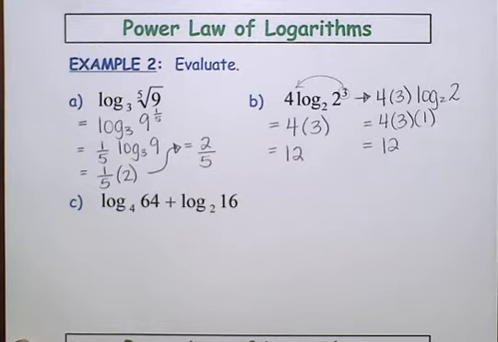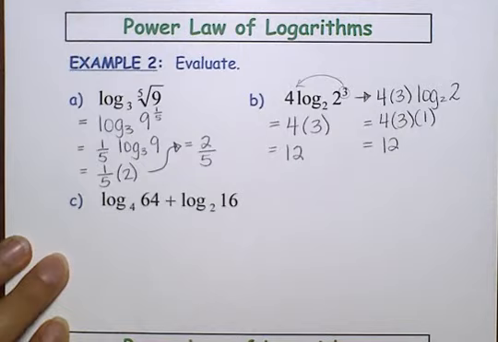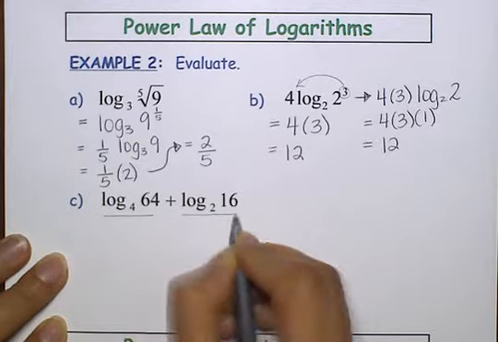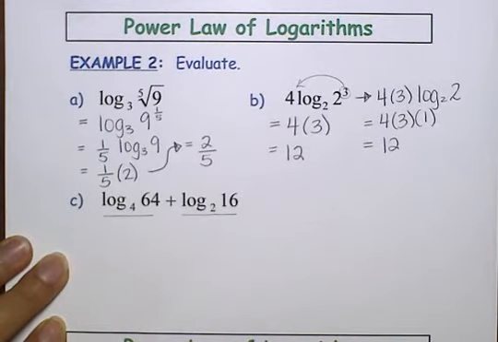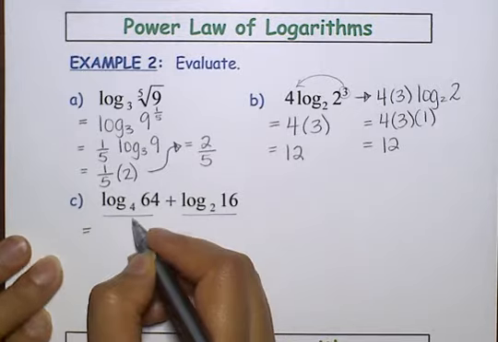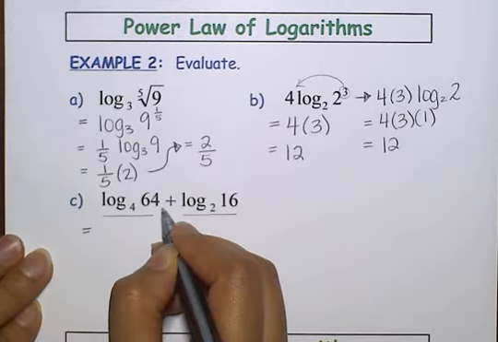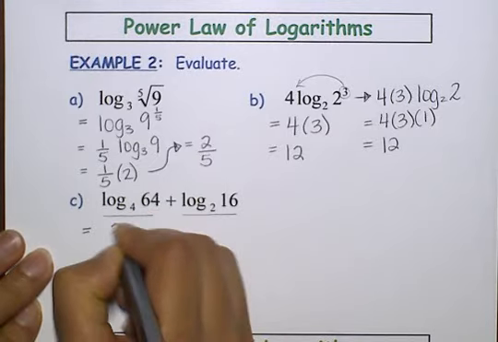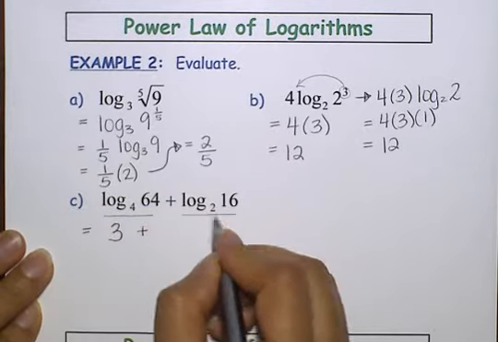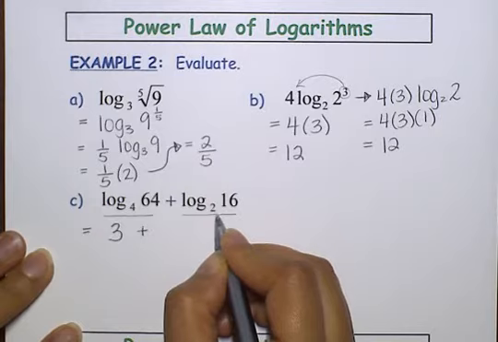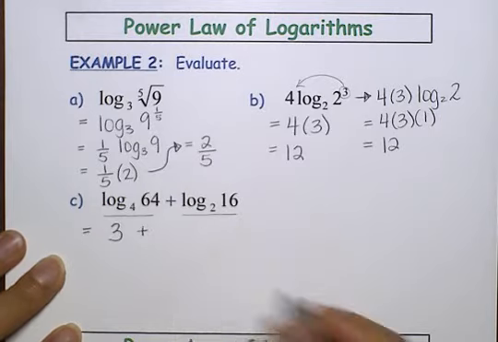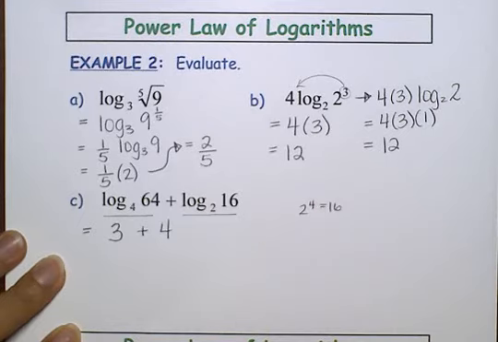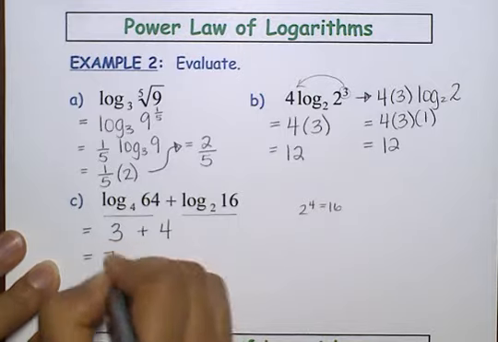Okay, so last one for example 2, we have log base 4 of 64 plus log base 2 of 16. These are 2 separate logarithms, so we actually need to evaluate these individually. For the first one, I'm trying to figure out 4 to what exponent will give me an answer of 64. I know 4 squared is 16, so 4 to the exponent 3 is 64. So the answer here will be 3 plus log base 2 of 16. I need to figure out what exponent I need to apply to 2 to get a result of 16, and I know that's an exponent of 4. So 2 to the exponent 4 equals 16. That's how I got the exponent part there. And so the final result is equal to 7.